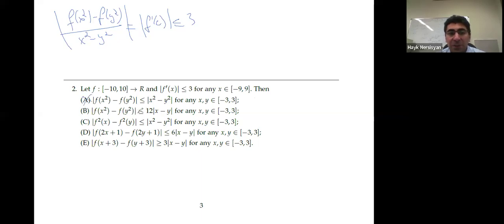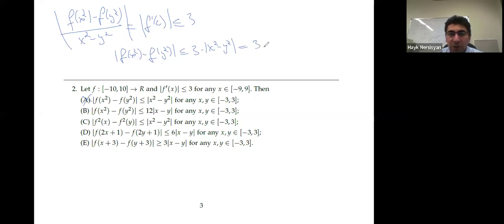Statement B is a bit different because, first of all, here we have x minus y, not x squared minus y squared, and we have a factor of 12. So, keeping the same left-hand side, we can say the modulus of f of x squared minus f of y squared is less than 3 times x squared minus y squared, multiplying by x squared minus y squared. We do not have this answer among all these 5.